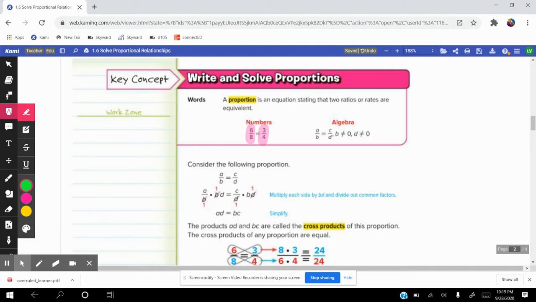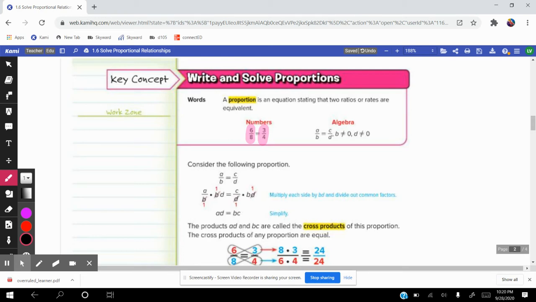Then for algebra, that's saying A divided by B equals C divided by D. With this algebra, it's saying B cannot equal 0 and D cannot equal 0, that is referring to your denominators B and D. You can't ever divide by 0 for denominators. Otherwise, it's not possible. All right, so consider the following proportion. A divided by B equals C divided by D. So we're going to multiply each side by BD and divide out common factors.